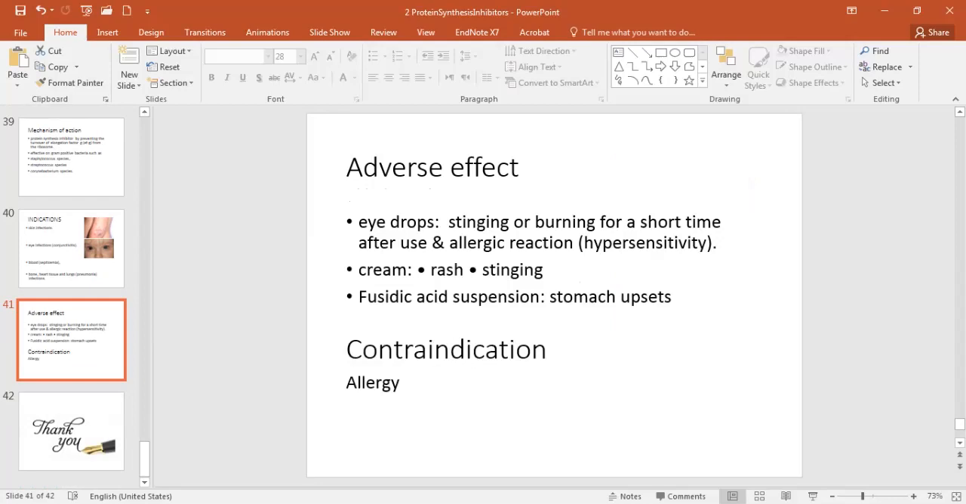Adverse effects: eye drops may lead to stinging or burning for a short time after use and allergic reaction in the form of hypersensitivity. Cream may lead to rash or stinging, meaning one feels something burning or irritating. Fusidic acid suspension, if in the form of a solution, may lead to stomach upset. Contraindication is just in case of allergy.